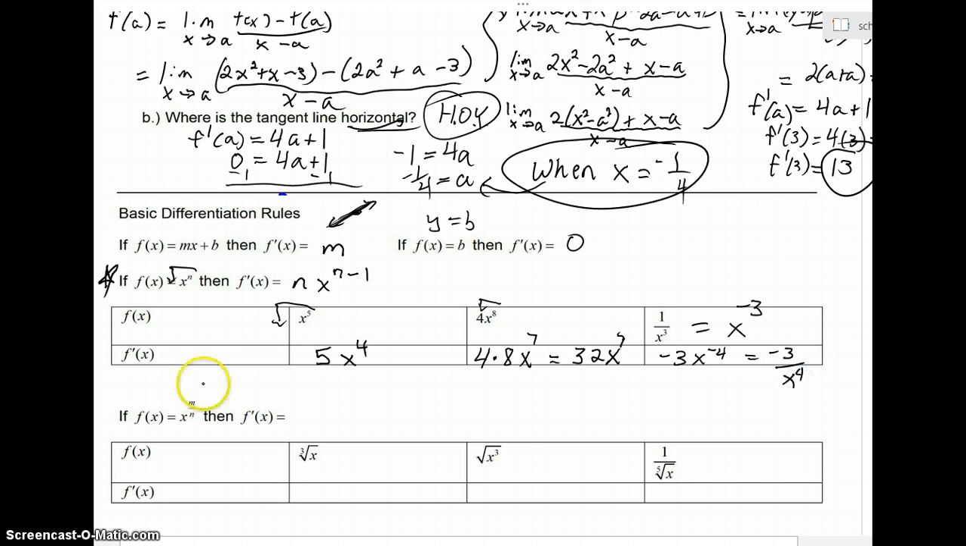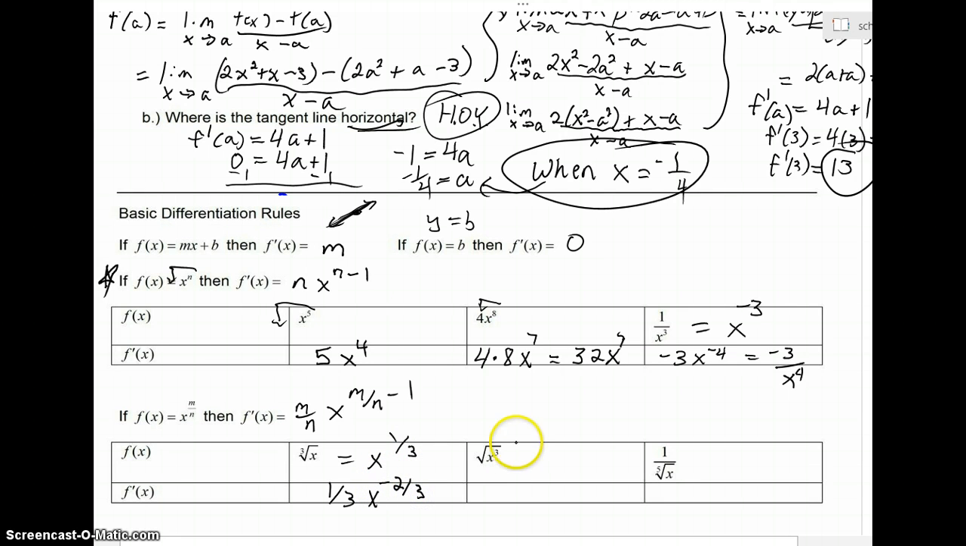To wrap up, let's say you have x to a fractional power. Thank goodness you do the same thing. Take that fraction down in front, and now your new power will be your fraction minus 1. So for example, if we had the cube root of x, which is really x to the 1/3, bring 1/3 out in front. 1/3 minus 1, well, 1/3 minus 3/3 would be negative 2/3.